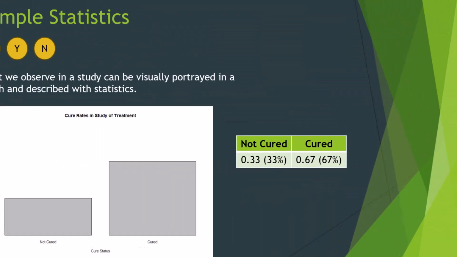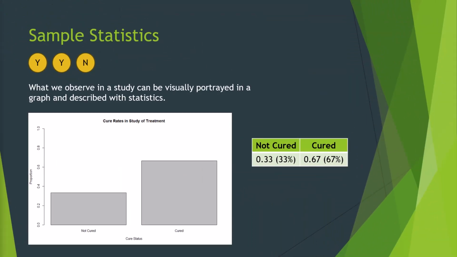Graphs and statistics always go hand in hand, where the statistics are used to drill down into what the graph displays, the graph displaying the major features of the data. It gives us a quick overview, but when we need to get more specific, we turn to the statistics.